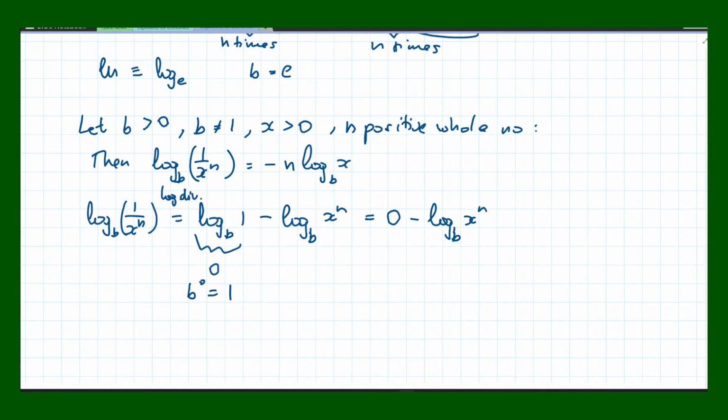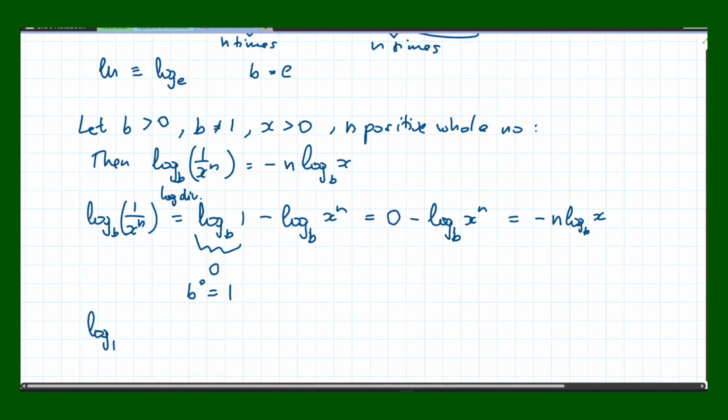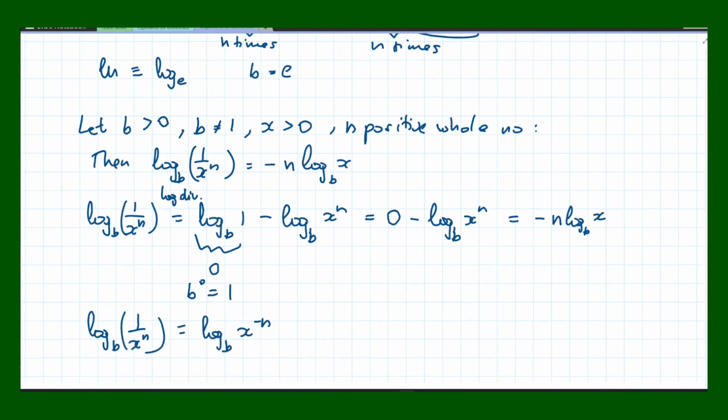But we have already shown that log b x to the n can be replaced by n times log b x. So 0 we don't have to write out, the negative sign I need to keep, and then I can replace log b x to the n by n times log b x. And that's the special case. If you know your exponents well enough, you might have spotted that I could replace log b of 1 over x to the n by log b x to the negative n. And we just demonstrated that this is equal to negative n times log b of x.